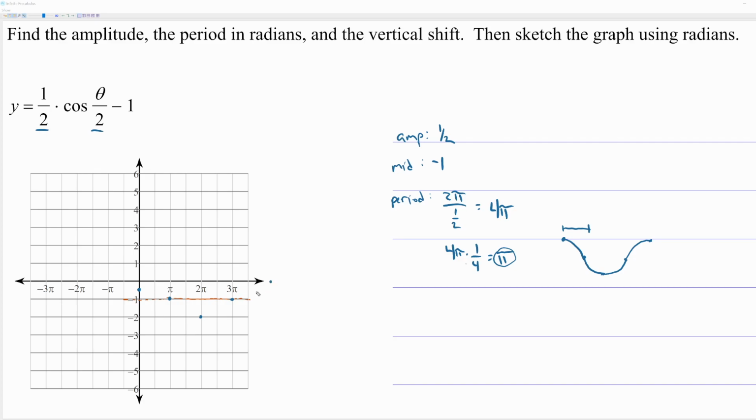Oh, and I went a little too high. The amplitude's only a half. So draw this the best that you can. And there's your cosine graph. All right, let's do one more. We'll graph tangent.